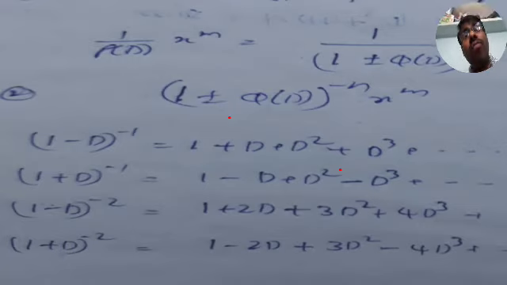Now you see the third and fourth formula. Third formula, (1 minus D) whole power of minus 2. In both places we are having minus, so all plus you will get. You see, 1 plus 2D plus 3D square plus 4D cube and so on.